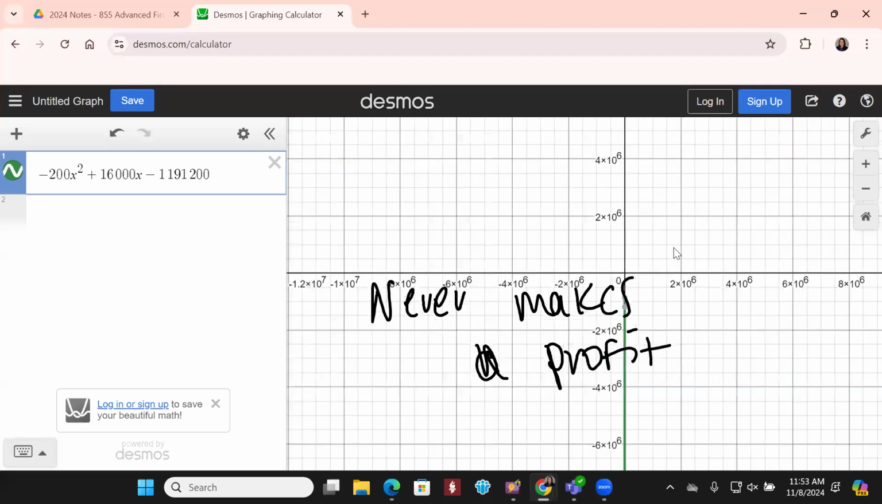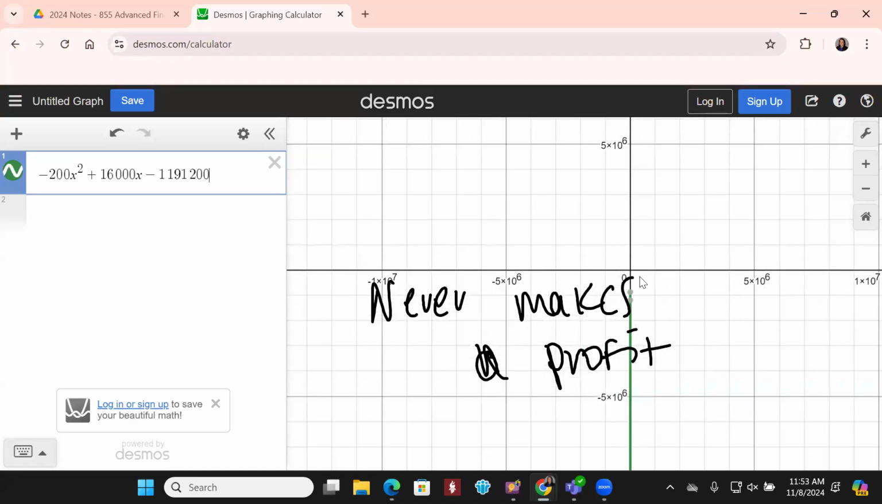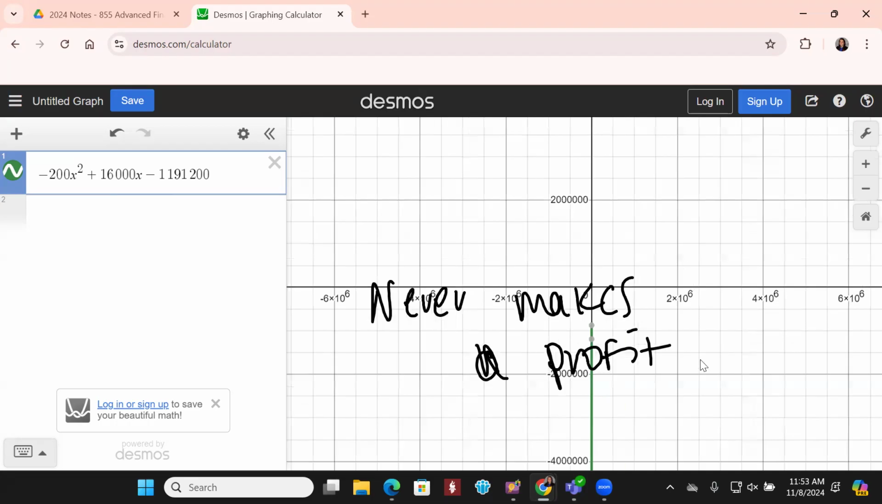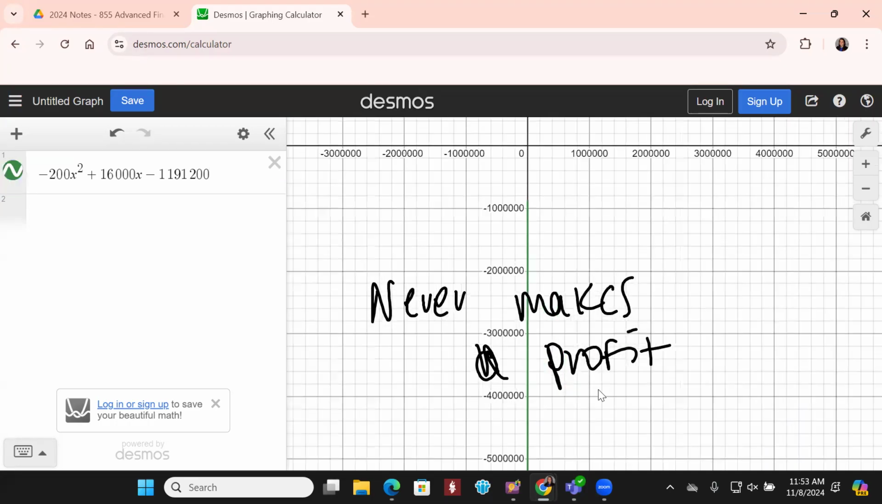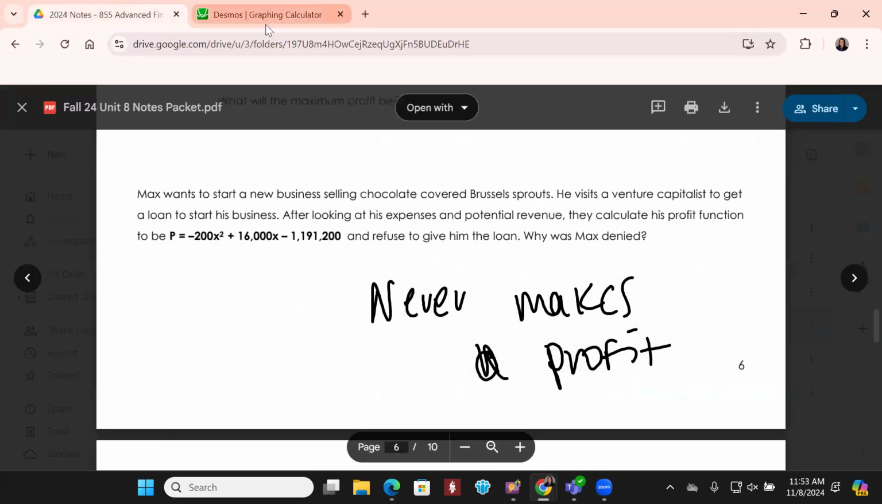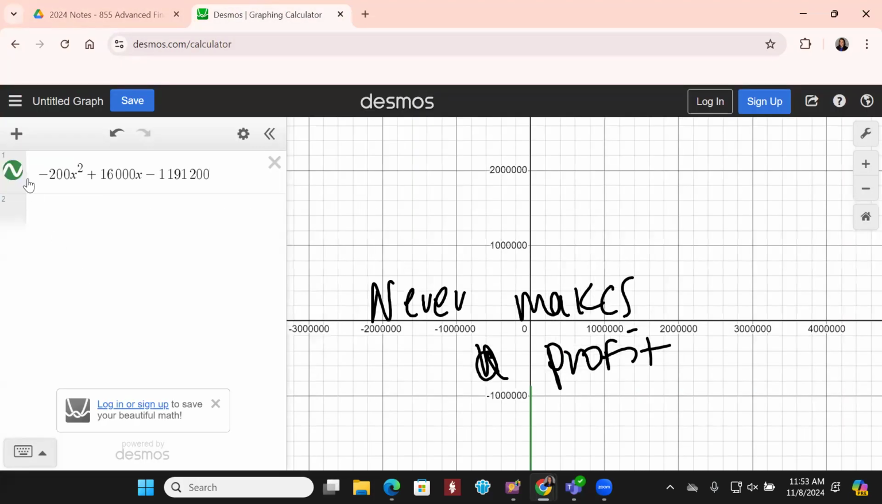Does it cross the x-axis? No, don't put P equals. Just put the equation. But he never makes a profit, so they're not going to give him a loan, right? Flip page.